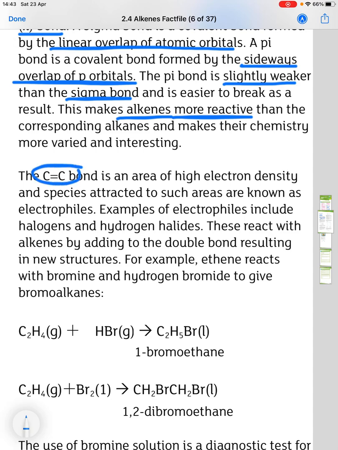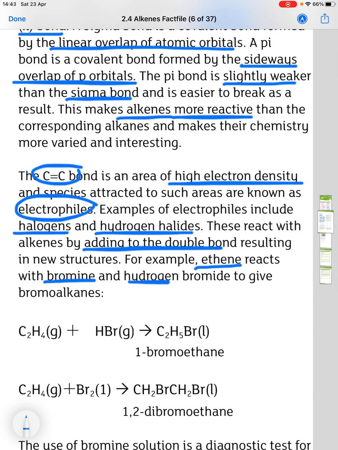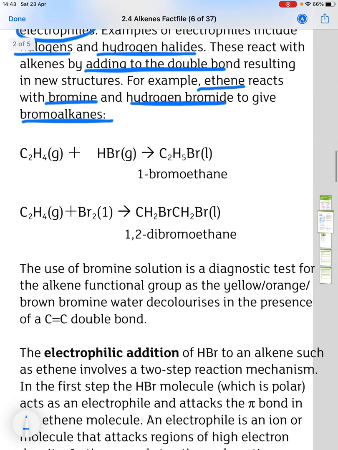So the double bond is an area of high electron density, and species attracted to such areas are known as electrophiles. So examples of electrophiles include halogens and hydrogen halides, and these react with alkenes by adding to the double bond, resulting in new structures. So for example, ethene reacts with bromine and with hydrogen bromide to give bromoalkanes. So in the case of the reaction with hydrogen bromide, it's bromoethane if we start with ethene, and there's just 1 bromine in the product.